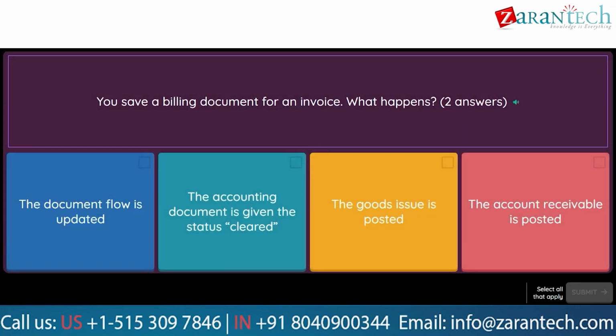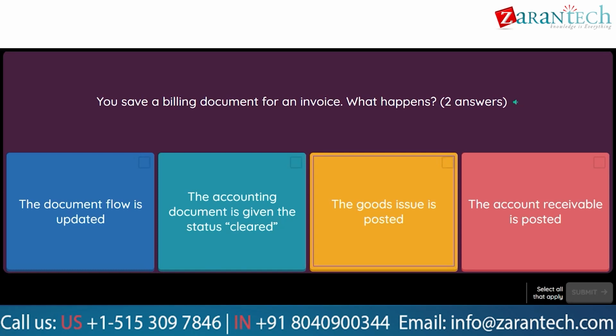Question: you save a billing document for an invoice. What happens? 2 answers. Option 1 the document flow is updated. Option 2 the accounting document is given the status cleared. Option 3 the goods issue is posted. Option 4 the account receivable is posted.